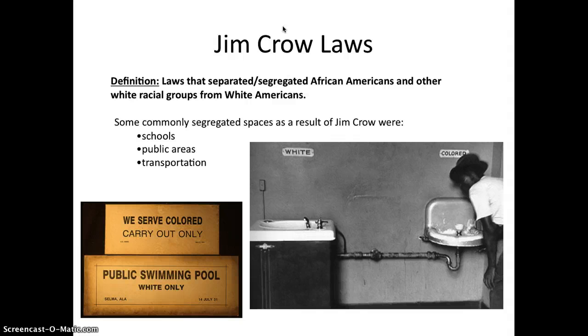This then gave rise to a new thing called the Jim Crow laws. Please take time to note the definition. Jim Crow laws are laws that segregate African Americans and other racial groups from white Americans. Some of the commonly segregated spaces as a result of Jim Crow were schools.